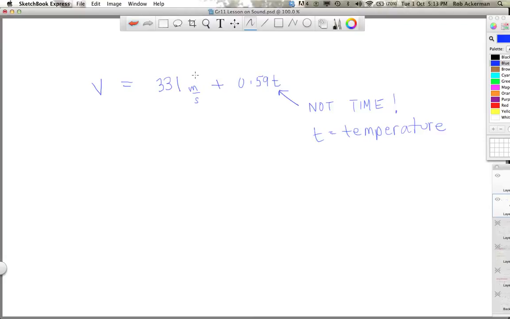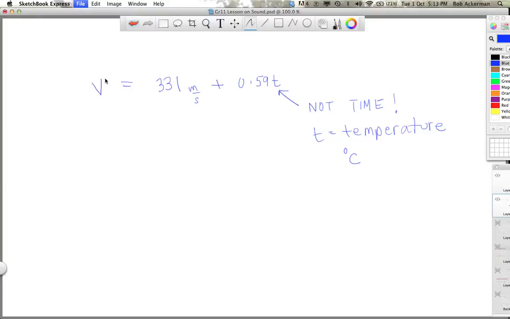Hence this formula here. So all we do is take the temperature in degrees Celsius, substitute it in here, and multiply by 0.59. And then we add 331, and this gives us the speed of sound at a certain air temperature.